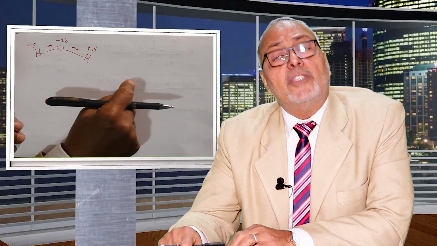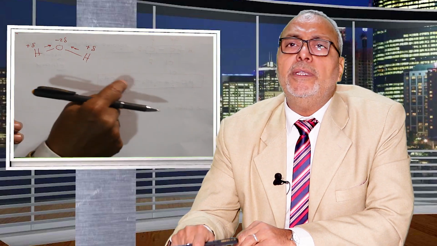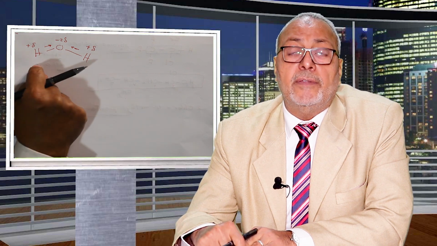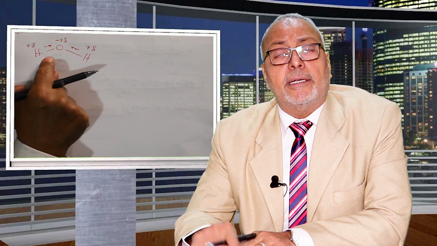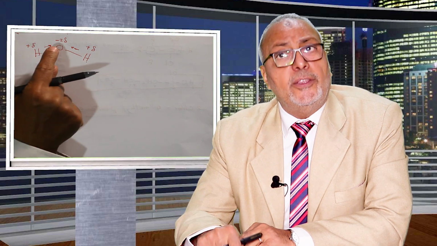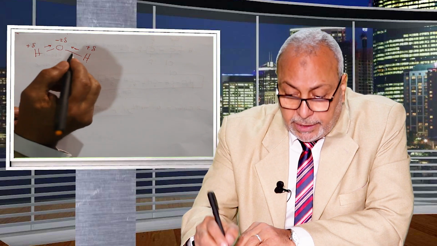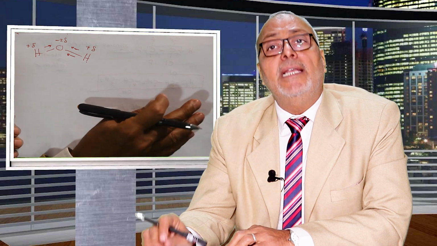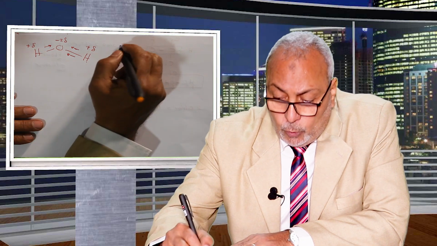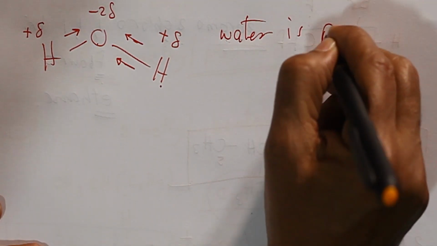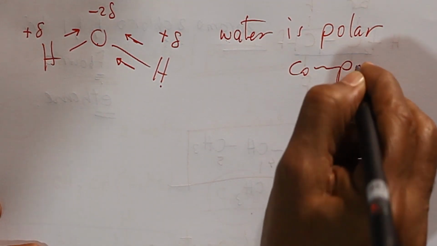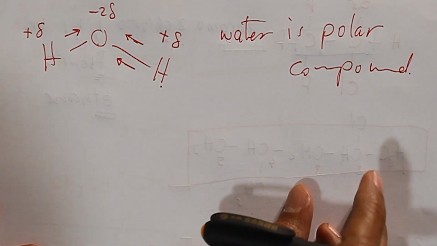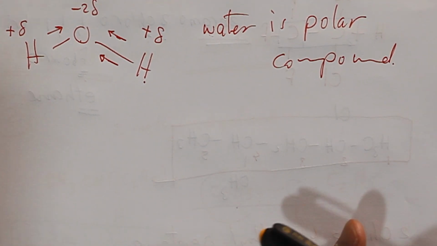What is meant by partial? Small charge. Why don't we put positive or negative? Because no loss, no gain. There is a share between hydrogen and oxygen, but the electrons move towards oxygen because oxygen is higher in electronegativity than hydrogen. So we said that water is a polar compound due to the presence of oxygen, which is higher in electronegativity than hydrogen.